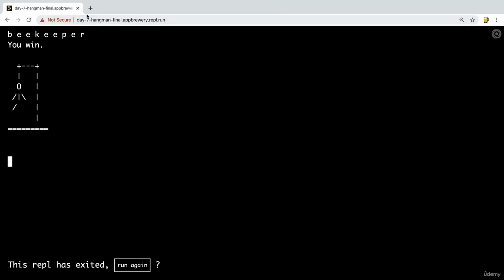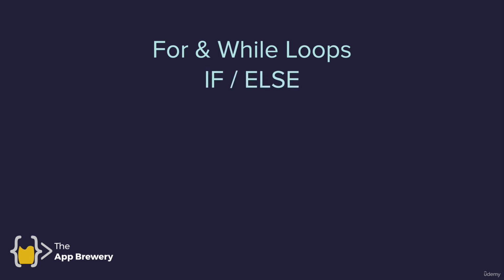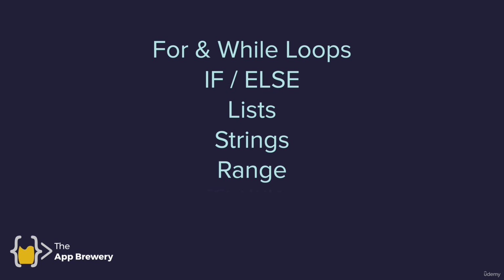And you can go over to the final URL and run the code and see it in action if you want to. But just by building this game, we're going to be able to review and test ourselves on a bunch of concepts that we've already covered, like for and while loops, or if and else statements, lists, strings, the range function, modules, and much, much more. So I hope you're as excited as I am to get started on this project. And once you're ready, head over to the next lesson and let's begin.